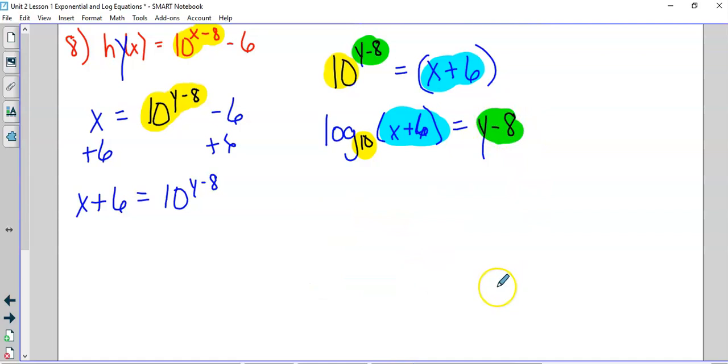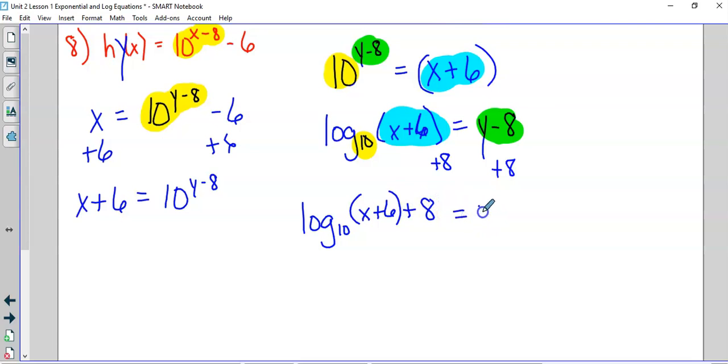And then I just need to add 8 to both sides to get y by itself. I'm trying to get y by itself. So plus 8 and then plus 8 over here. And it's just going to go on the outside of the parentheses. So it's going to be log base 10. And remember that 10 is the common base. If you didn't write a 10 right there, it wouldn't be wrong. X plus 6 in parentheses, and then on the outside of the parentheses, plus 8 equals y.